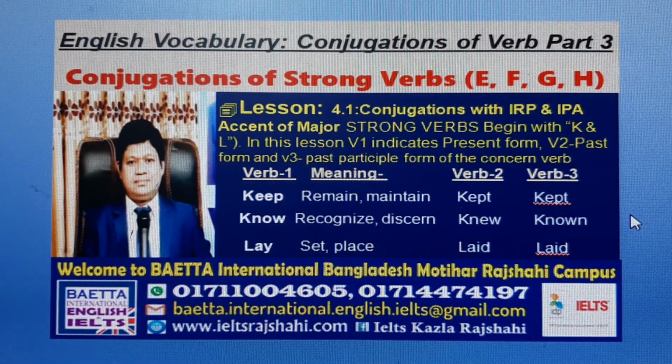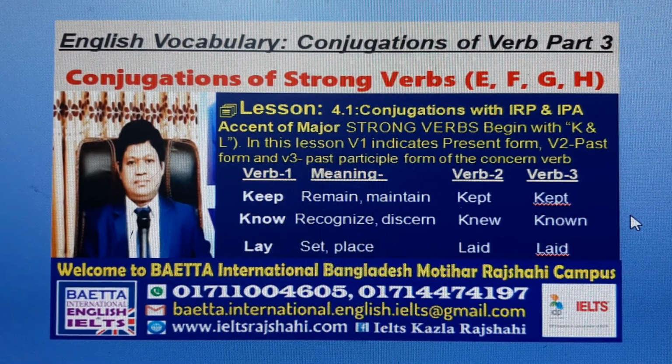Lesson 4.1 Conjugations with IRP and IPA accent of major strong verbs beginning with K and L. In this lesson, B1 indicates present form, B2 past form and B3 past participle form of the concerned verb.